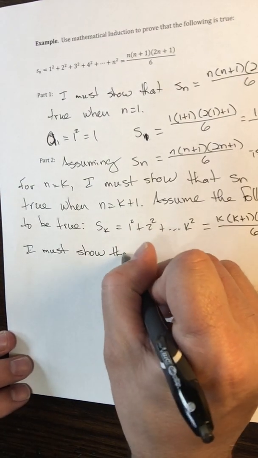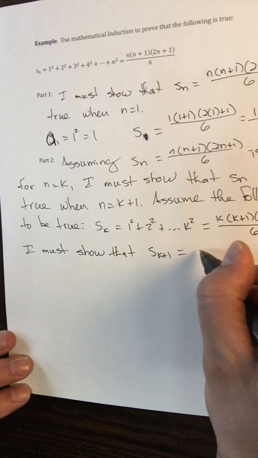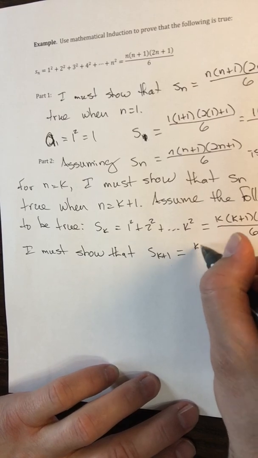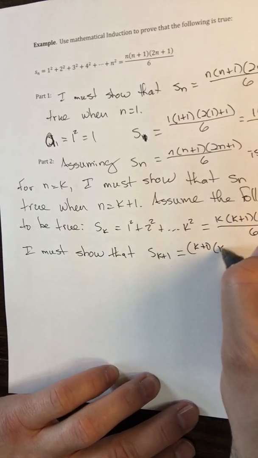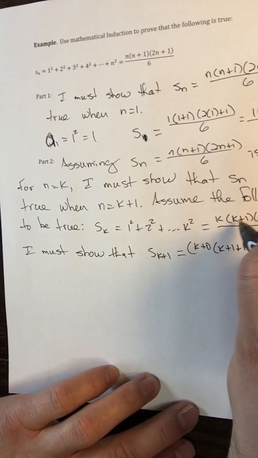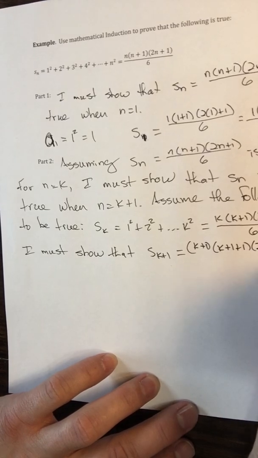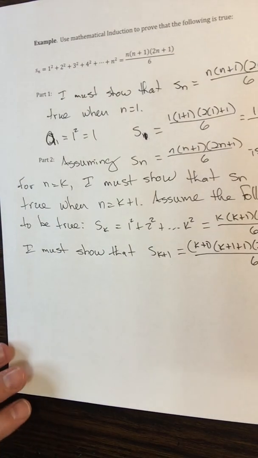I must show that S sub k plus 1 is equal to all of this with a k plus 1 in it. Oh, here we go. K plus 1 where there was a k. K plus 1 where there was a k plus 1. And then 2 times k plus 1 plus 1, and it's all over 6. I got to show that that's true.